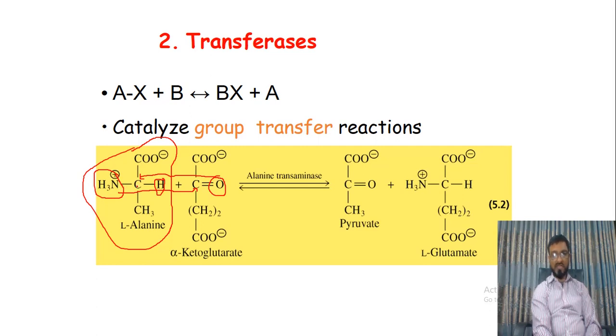In this case, this will be the acceptor. So L-alanine and alpha-ketoglutarate will create pyruvate and L-glutamate. This is an important reaction from the urea cycle, where the amino acid alanine is converted into the carbon skeleton, removing the NH3, and this NH3 will further go to the urea cycle. Transaminases provide important functions.